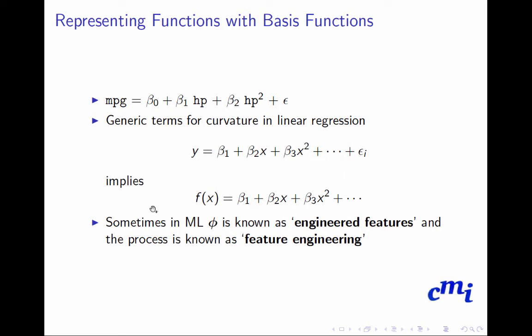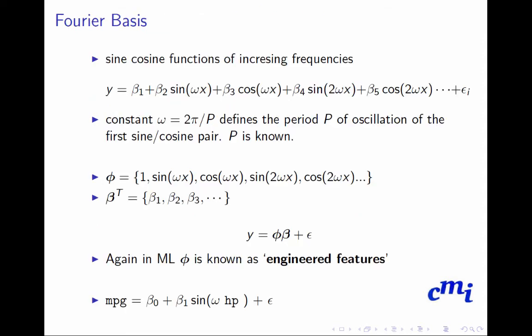Sometimes in machine learning, phi is known as engineered features. In functional analysis and mathematical modeling, we call it basis functions. In typical mathematical statistics, we call it basis functions, but in machine learning, we call it engineered features, and the process is known as feature engineering.